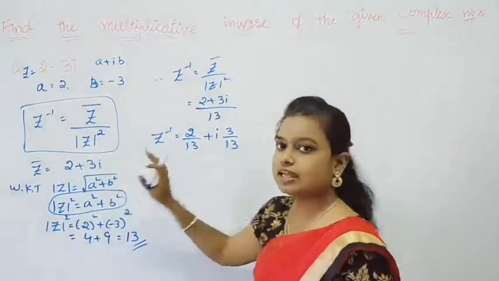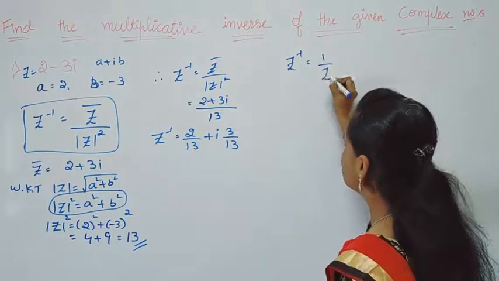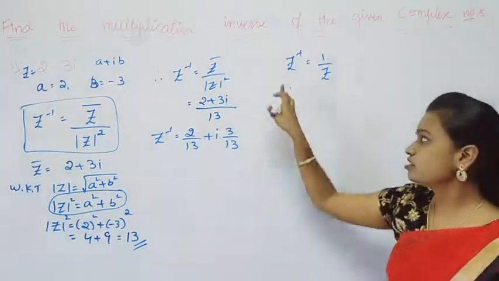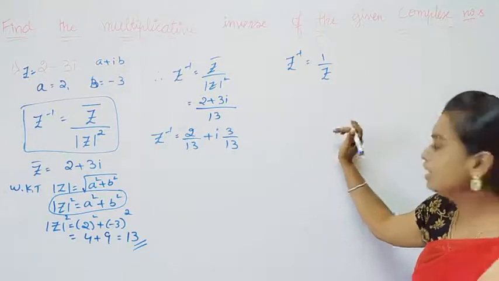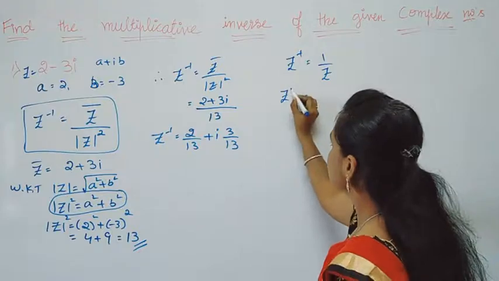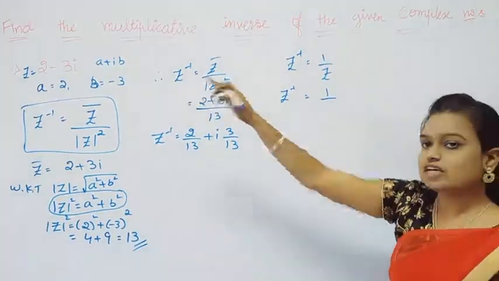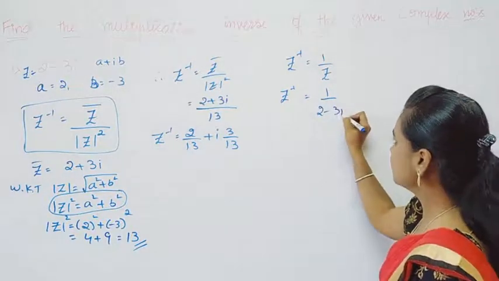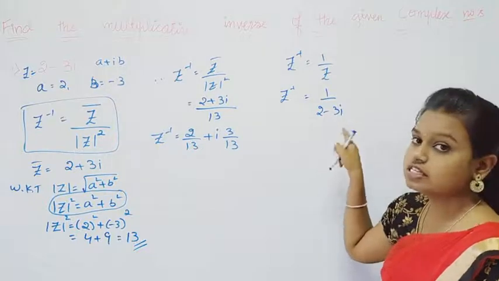Okay. We can find the multiplicative inverse in another method. This is the formula method. So z inverse is equal to 1 by z. The inverse of this complex number is given by 1 by z. So you can directly find the inverse. So z inverse is equal to, this is another method, 1 by z. What is z given? That is 2 minus 3i. Okay, you have to find the inverse. You have to simplify this one.